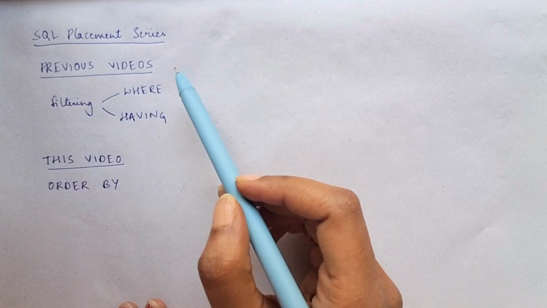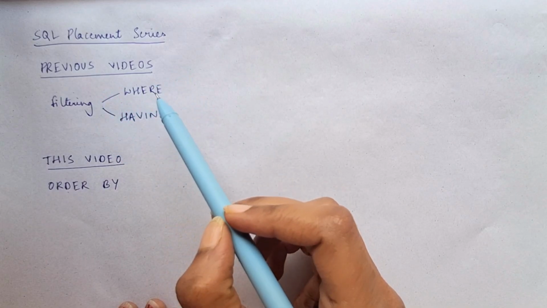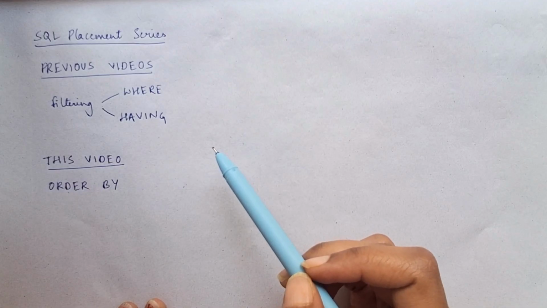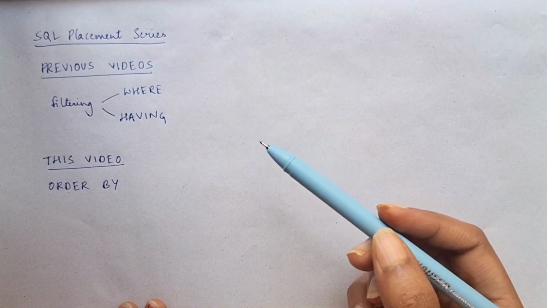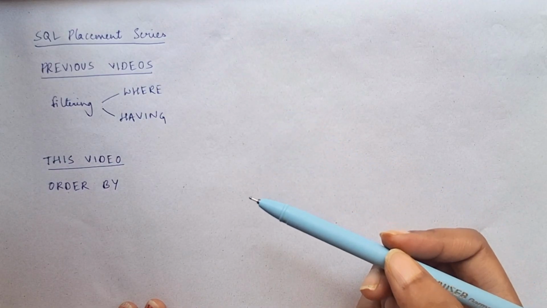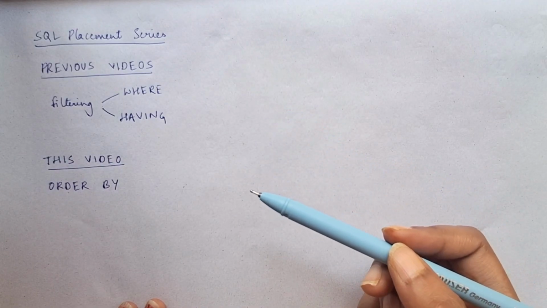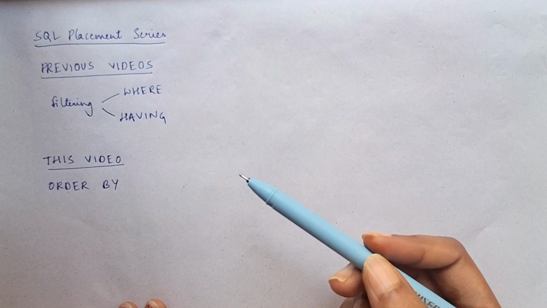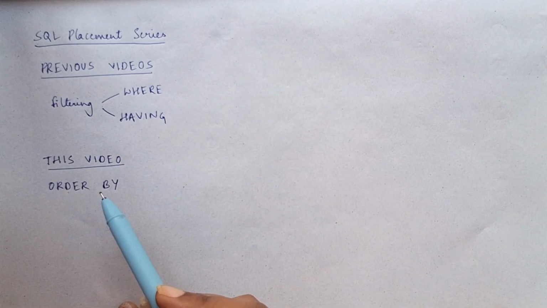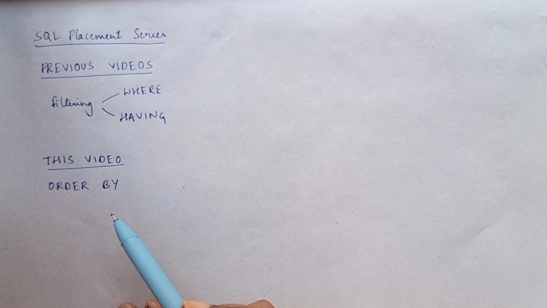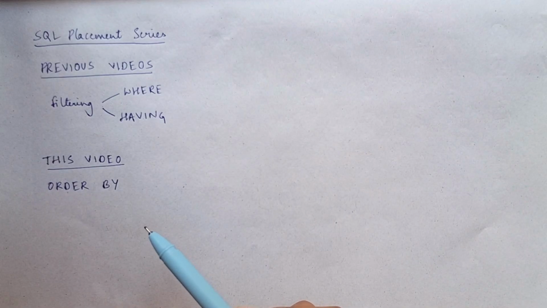Guys, so far we have learnt how to filter the records using where and having clause. But many times filtering alone is not enough. What if I want the result sorted, like salary from highest to lowest or names in alphabetical order? And to arrange these records in a proper order, SQL provides a clause called order by clause. In this video, we will understand what is order by clause, its syntax, and the order of execution. So guys, let's get started.